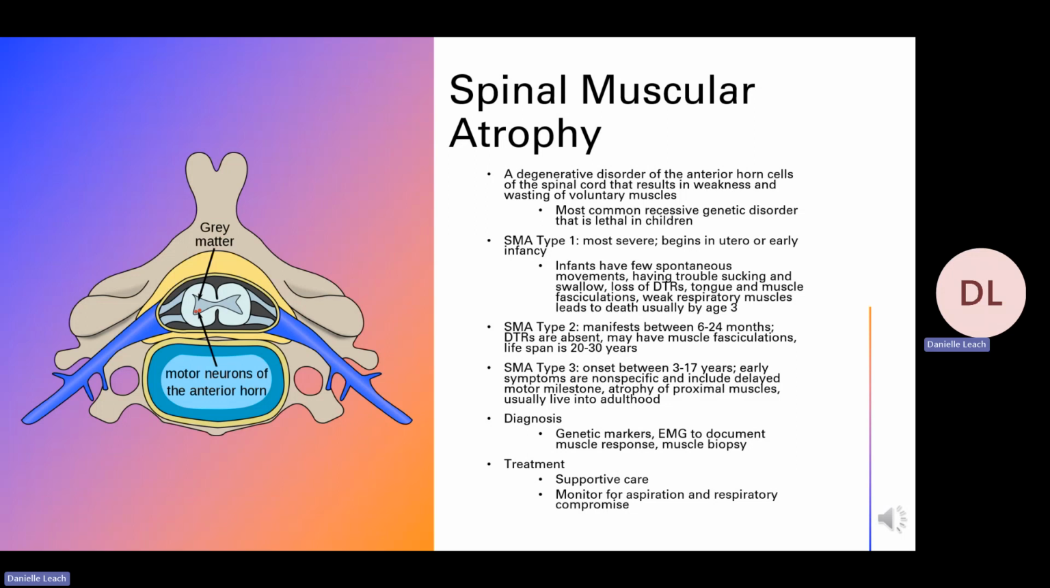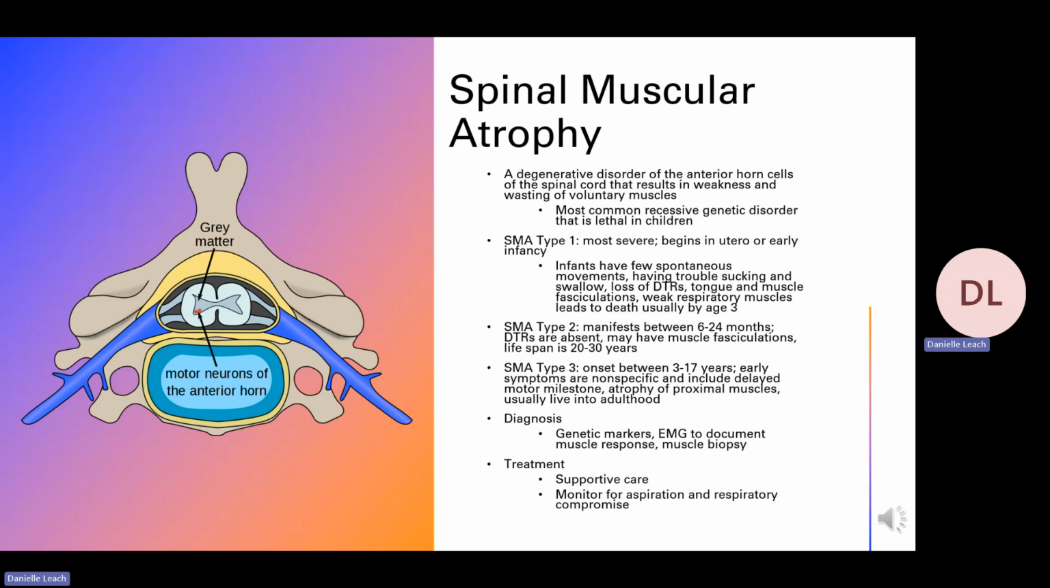SMA type 2 is noted a little bit later in infancy, usually manifesting between the ages of 6 months and 24 months. Deep tendon reflexes are usually absent. They may or may not have these muscle fasciculations. The lifespan for these kids is a little longer at 20 to 30 years.